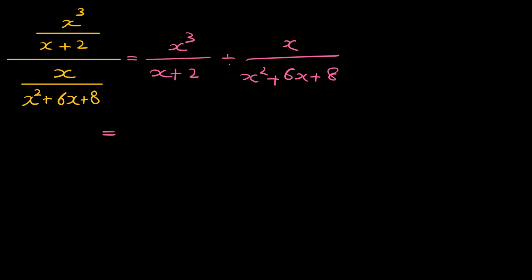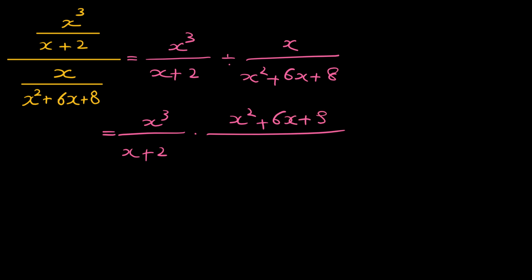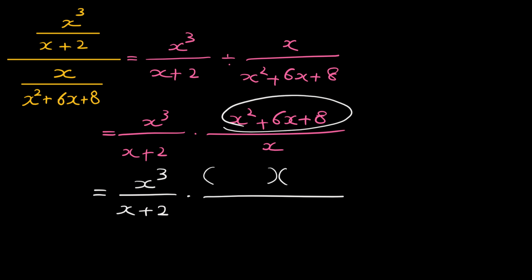But we know that when we have division, we write the first rational expression and multiply by the inverse of the second rational expression. So x^2 plus 6x plus 8 goes to the numerator and x goes to the denominator. Now, attention, we can factor this trinomial easily. We can factor it as x plus 2 times x plus 4, because 2 times 4 is 8 and 2 plus 4 is 6. This is the factored form of that trinomial, and we have x in the denominator.